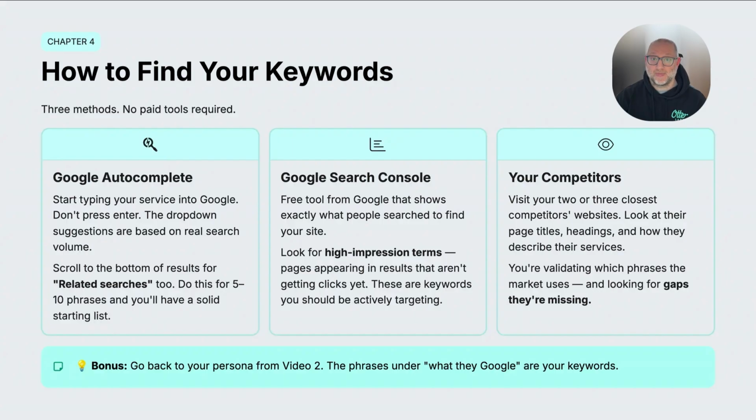And remember the persona you built in video 2. If you did that exercise, go back to it now. What did you write down for what they Google? Those phrases are keywords. What search terms did you put under Sarah's profile? Start there. The persona work you've already done is keyword research. It just needs to be formalized.